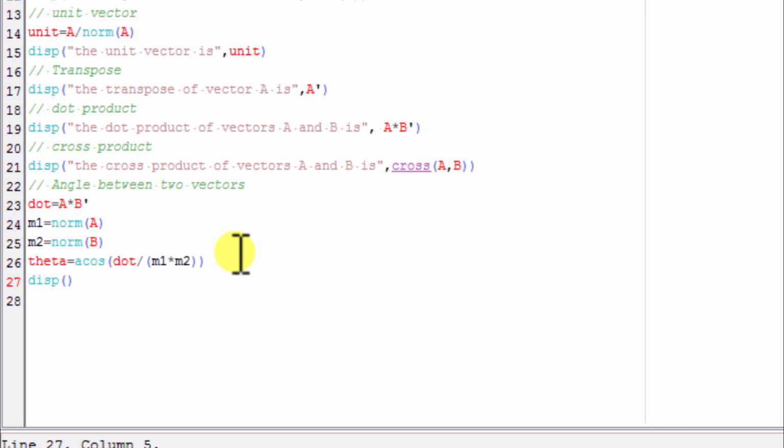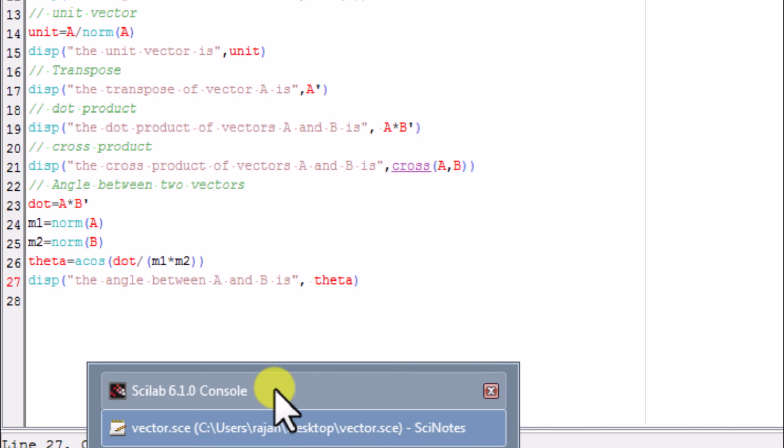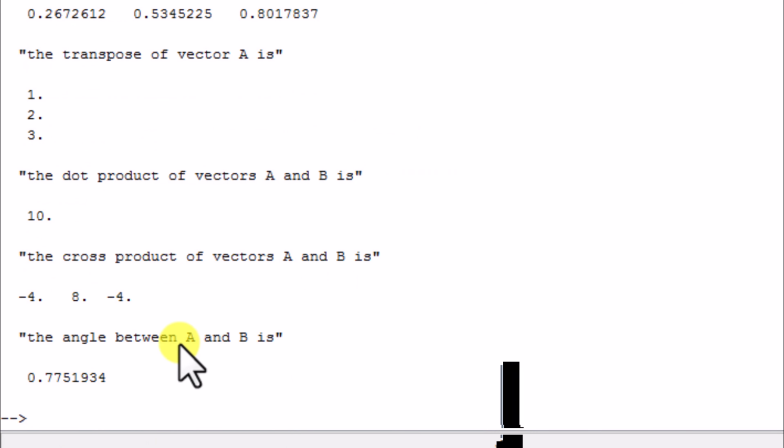Double quotes, the angle between A and B is, comma, theta. So now let us see the output in the console, and we can see the angle between A and B is coming 0.775. So this is the angle in radians, that's why we are getting a very small value, 0.77.